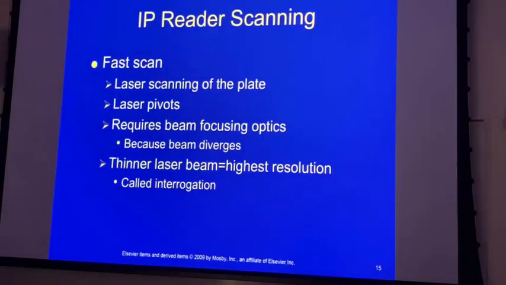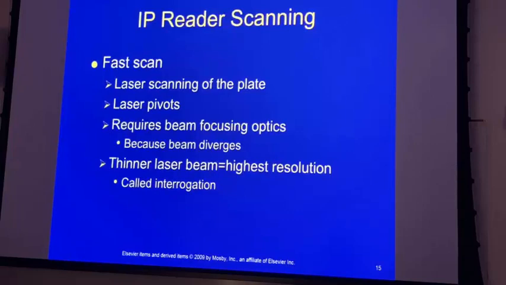We talked about the fast scan being the pivoting of the laser as it's scanning the plate that's going through on the slow scan. So the slow scan is just the movement of the plate through the CR reader, as opposed to the read itself, which is actually happening during the fast scan, and that's where the laser pivots. And again, because the beam diverges, it has to be focused to keep the thickness or the width of the laser constant on both sides of the imaging plate, limiting that divergence of the beam to maintain our sharpness for recorded detail.